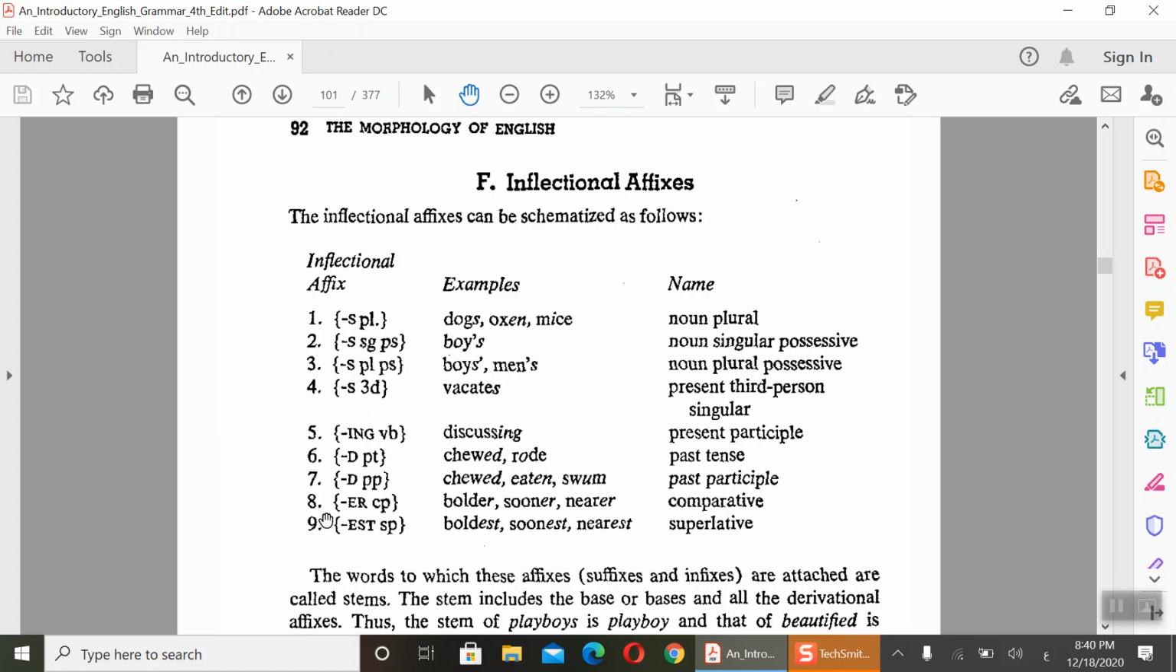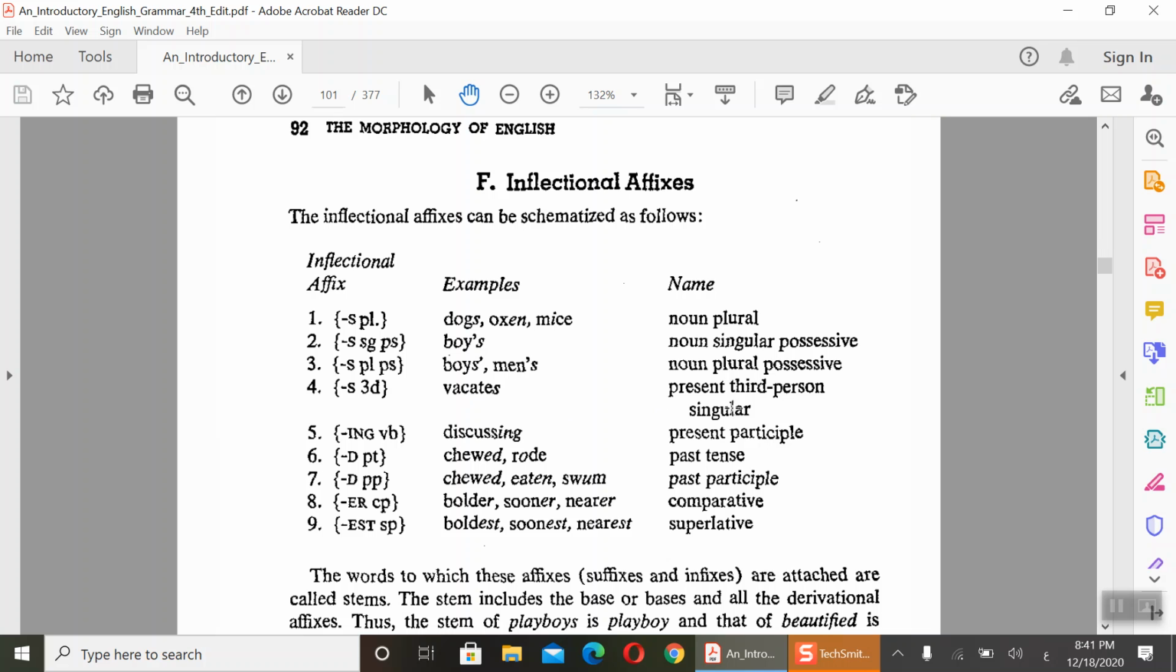Here we have these 9 points. Okay, only these. We have S, plural, noun plural. Dogs. Here mice, infix. See, as a plural, noun plural. And we have here boys, noun singular possessive. Okay, noun plural possessive.